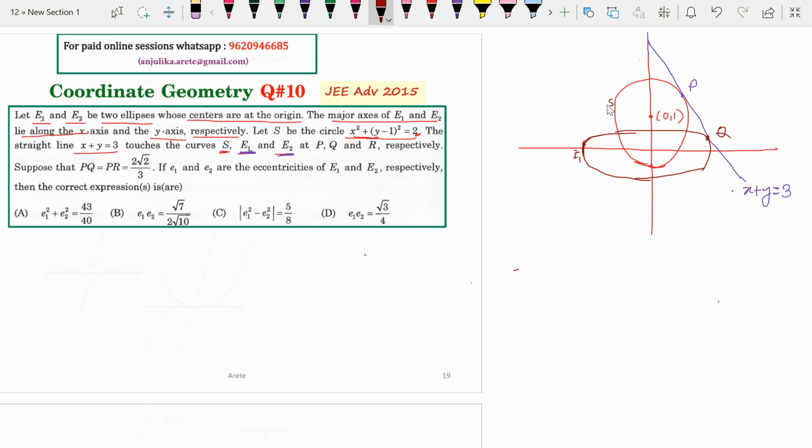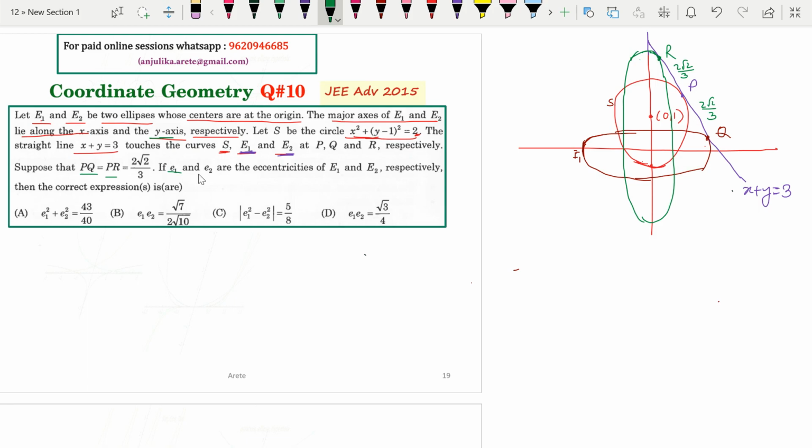This is S. Now we have to also draw an ellipse E2, which has its major axis along the y-axis. So let's say it touches here. Okay, so this is the point. Then we have to go for a little thinner ellipse. Let's check this out. Okay, so this is the point R. Now what more? They are saying that PQ and PR are these numbers. The distance they have given is 2 root 3 by 2 root 2 by 3, and this one is 2 root 2 by 3.